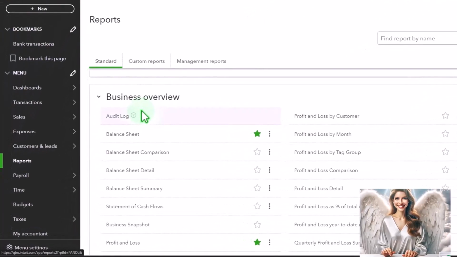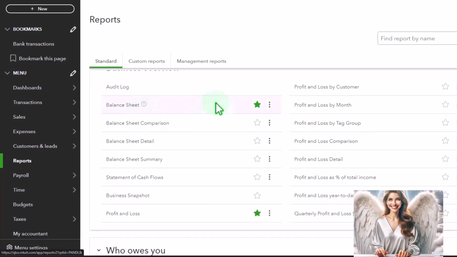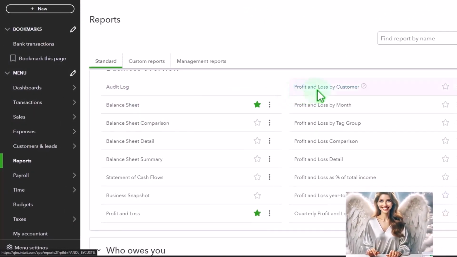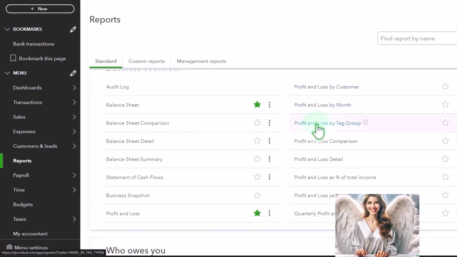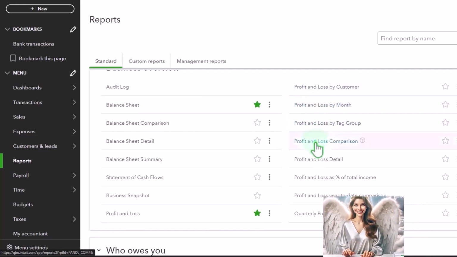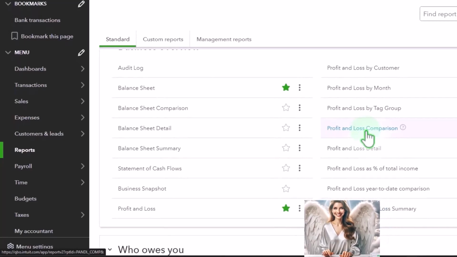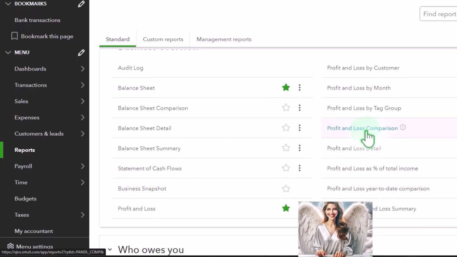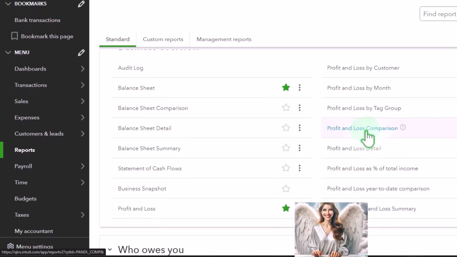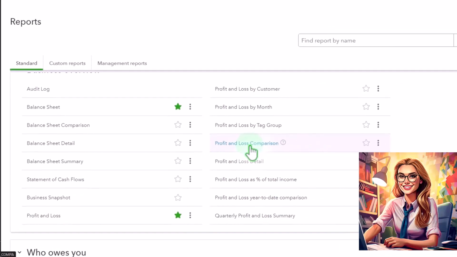And I just want to note that in the business overview, you see that we have the profit and loss by customer, by month, by tags, and the profit and loss comparison. We're going to make a kind of profit and loss comparison, which will make this report kind of obsolete because you can do it yourself, make your own customization similarly with most of these profit and loss reports.